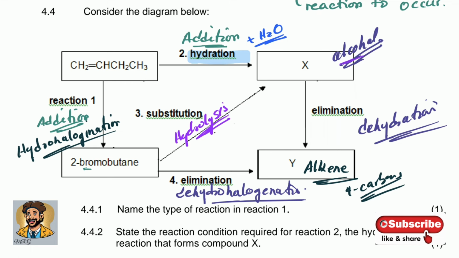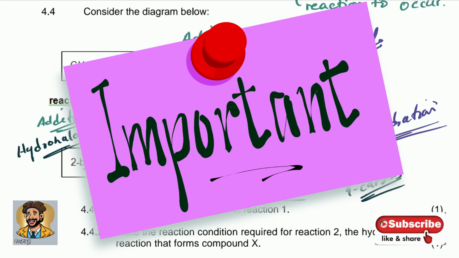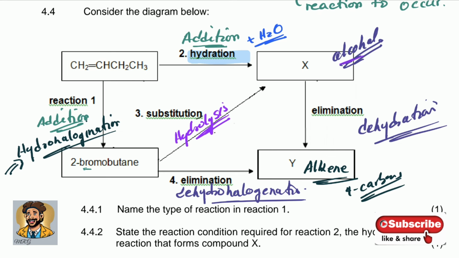Now, the question says, name the type of reaction in reaction 1. Attention here, they say type of reaction. So don't go to hydrohalogenation because you can make a mistake. You know it's going to be an addition because you're starting with a double bond and you end with a single bond. So instead of writing hydrohalogenation, because we can get confused, I'm just going to write addition because I want to save that mark. So the reaction there is addition. We already analyzed the question. That is why it's good to have a quick look at the drawing.